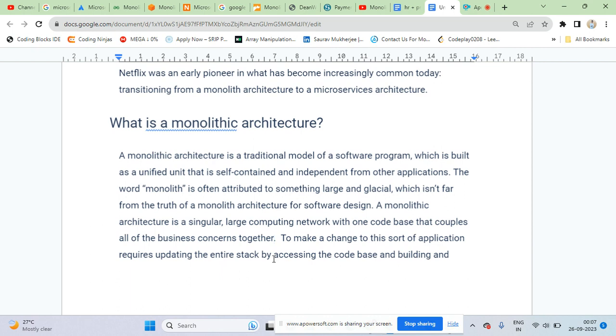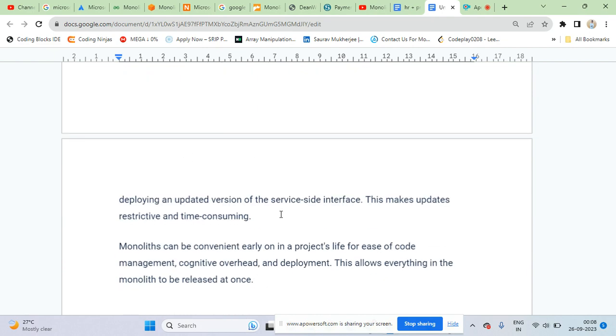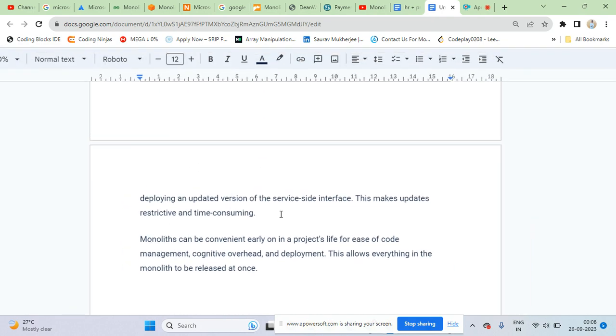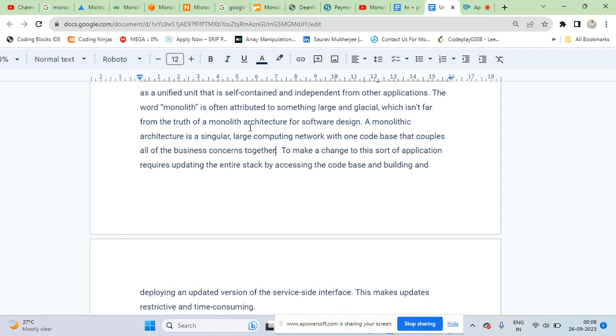It is still less in terms of code, but the "less" is different for everyone. To make a change in this sort of application, it requires updating the entire stack by accessing the code base, and building and deploying the updated version of the service-side infrastructure, which makes it restrictive and time consuming. So that is monolith: a single code base, a singular unit, a large computing network, with everything coupled together. Every business concern is coupled together.